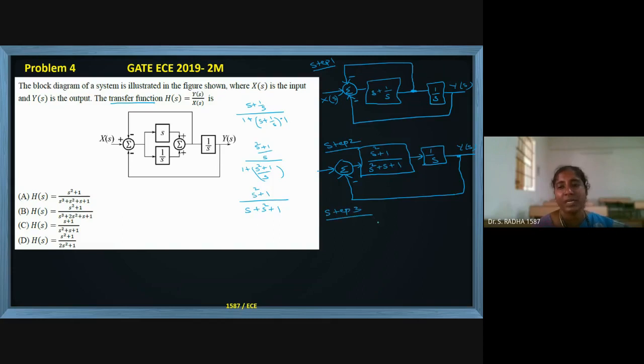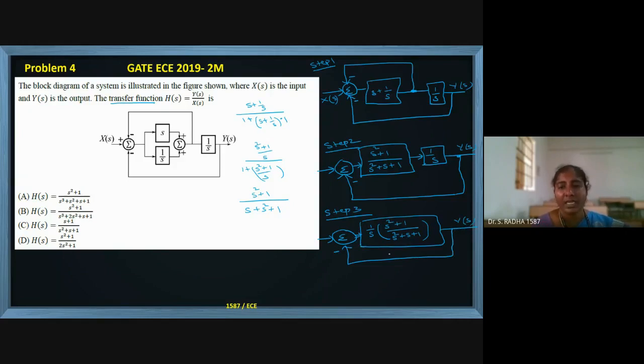Step 3, we have to multiply blocks in series. Okay, blocks in series we have to multiply: 1 by S, and (S square plus 1) by (S square plus S plus 1). 2 blocks I have multiplied. Okay, this is step number 3. The summation point still exists. This feedback still exists. 1 by S we have combined, so 1 by S is not written separately.